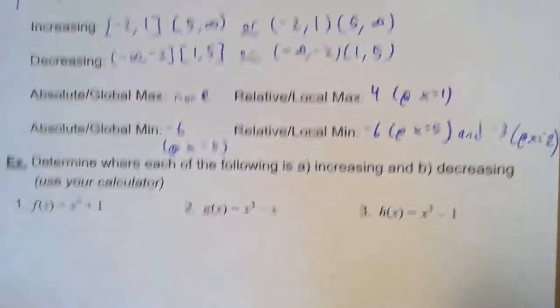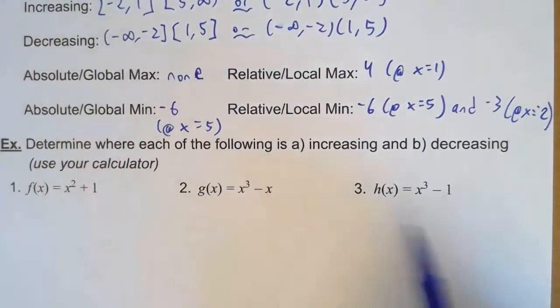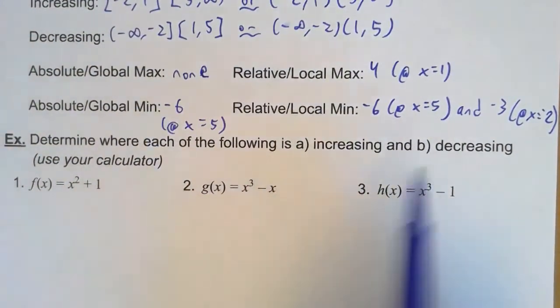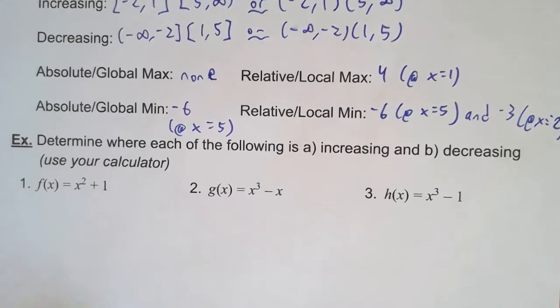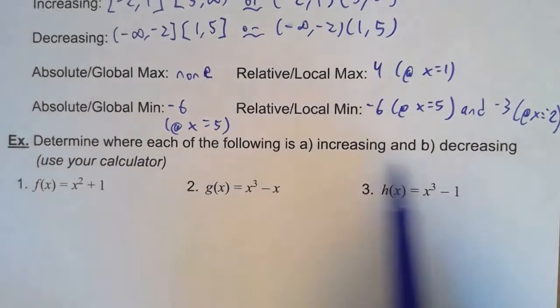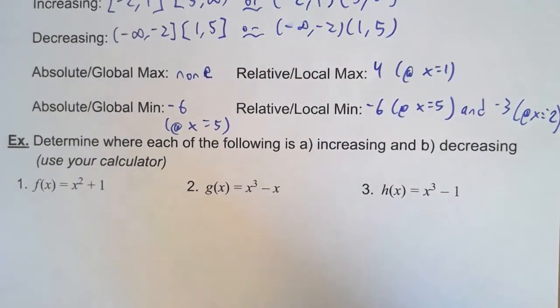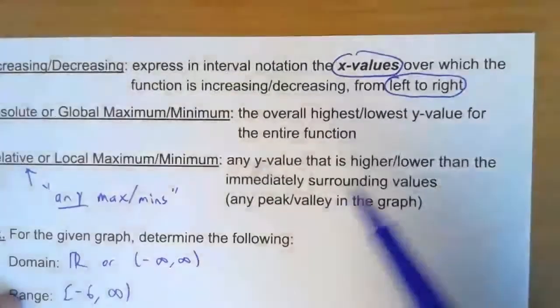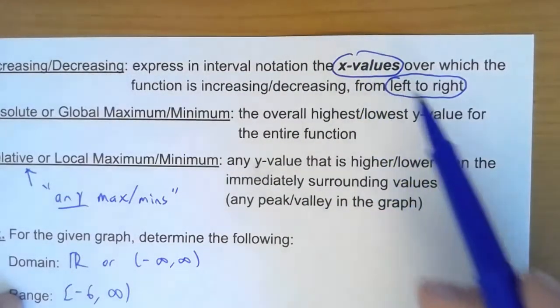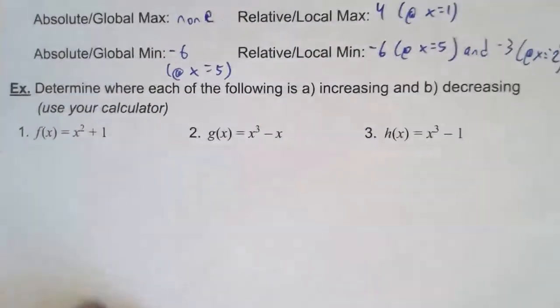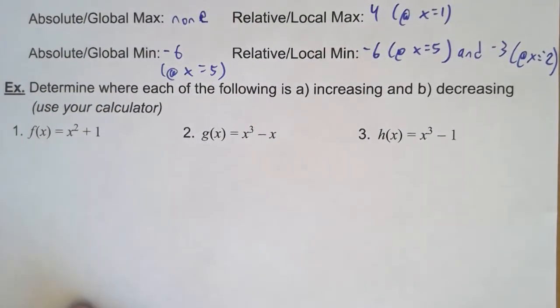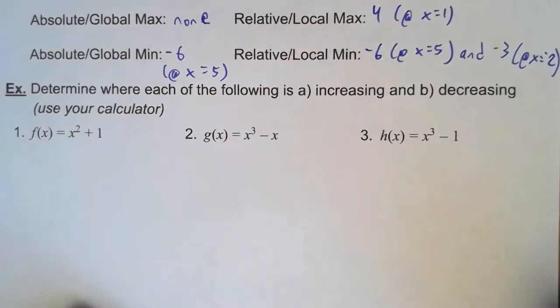So why don't you guys go ahead and try these last three problems then, we'll just focus on the increasing or decreasing. Most of the rest of it's pretty straightforward. These are the ones that people can get a little mixed up on. Just remember, it's the x values you're looking at from left to right. And you can go ahead and use your calculator to see the graph for each of these functions and to find those intervals. Go ahead and give those three problems a try.